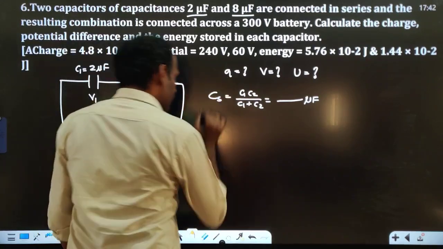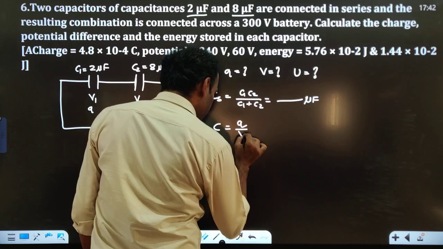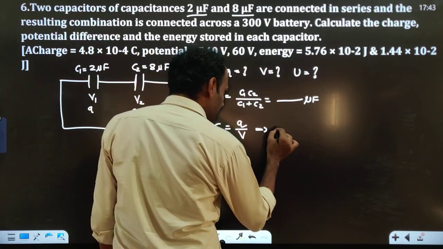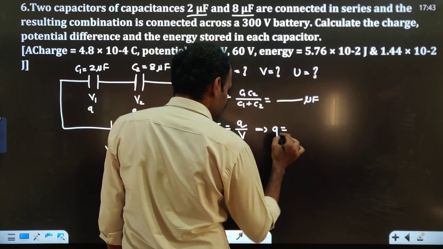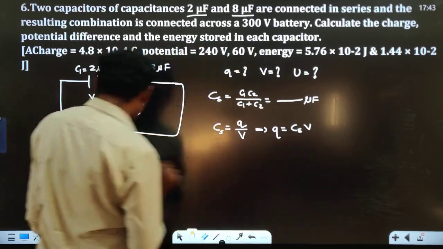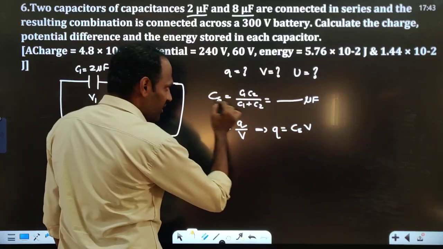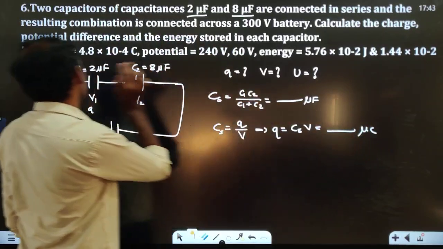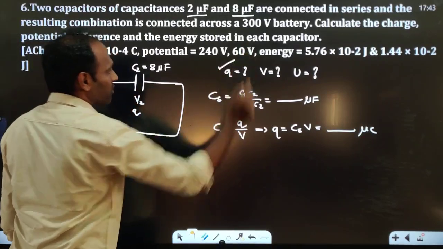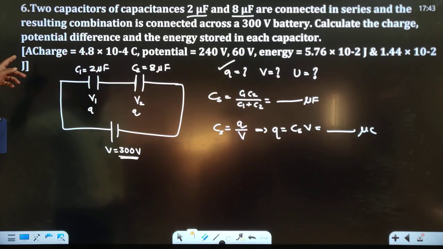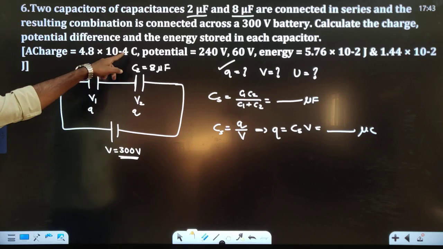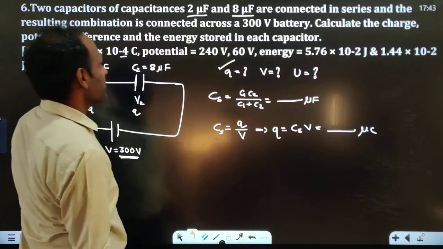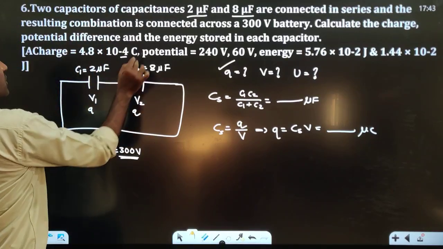To calculate the charge, since C is equal to Q divided by V, here I will take the effective capacitance. If you want the charge, you can change the formula to Q is equal to CS into V. V is 300 volt. Substitute that and CS here, and you will get the charge in microcoulomb, and the same charge will be on the first capacitor and the second capacitor also. Here is the charge, 4.8 into 10 to the power minus 4 coulomb. Charge is the same on both the capacitors.